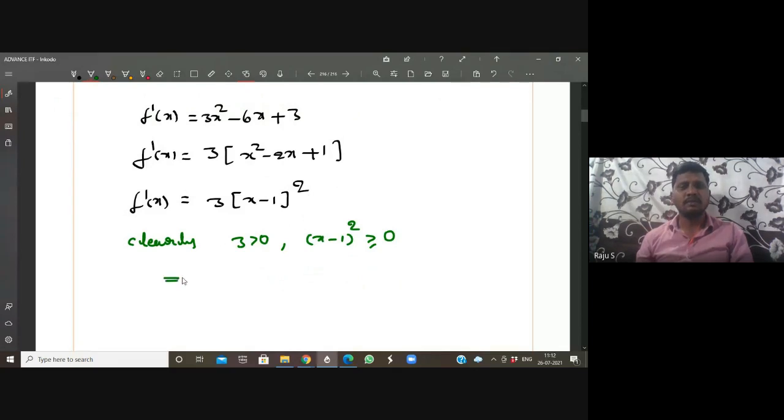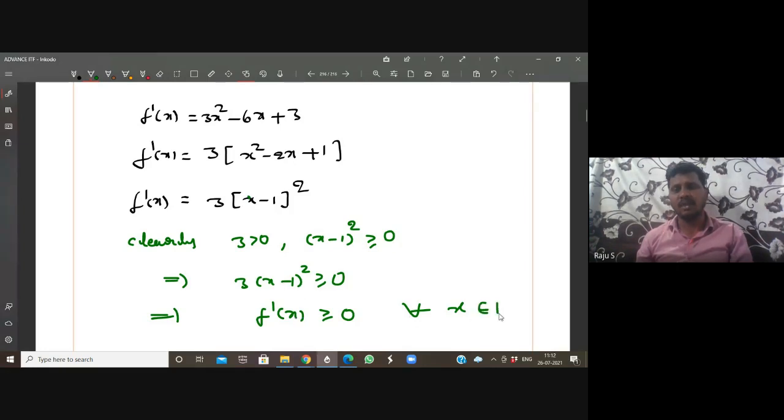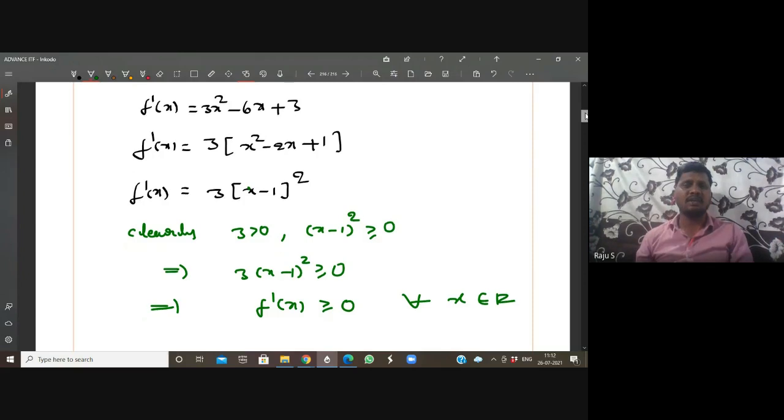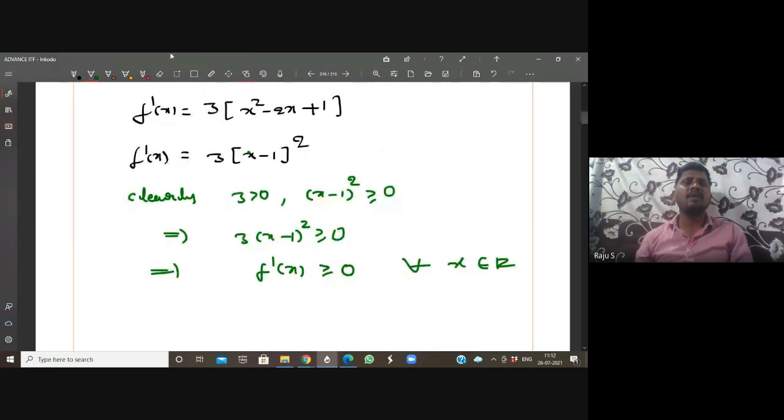Which implies 3 into (x minus 1) whole square is greater than or equal to 0. This is nothing but f dash of x. F dash of x is greater than or equal to 0 for any x value, for every x belongs to R. It is always greater than or equal to 0. Whenever the derivative of f of x is greater than or equal to 0, therefore f of x is always increasing in R.